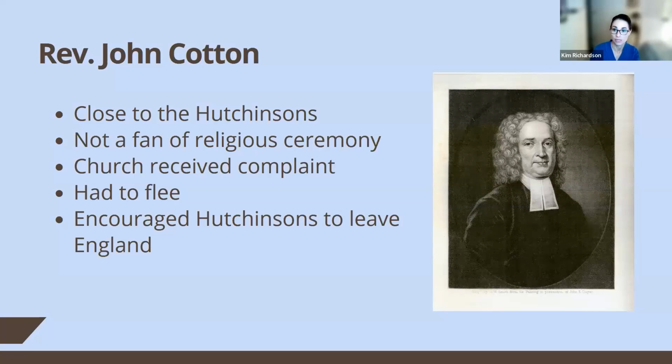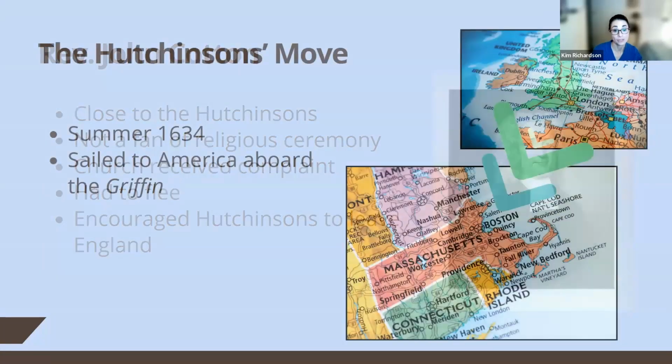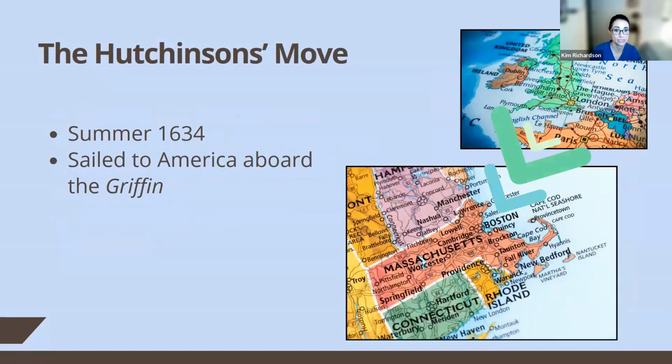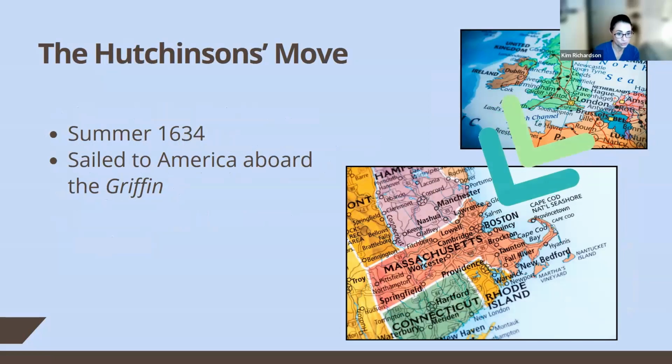And so he went to America. John Winthrop was in America. He had established the Massachusetts Bay Colony for religious freedom. And so he went there and he encouraged the Hutchinsons to follow him to America. And so they do. They leave England in the summer of 1634 and they go to Boston aboard a ship called the Griffin.